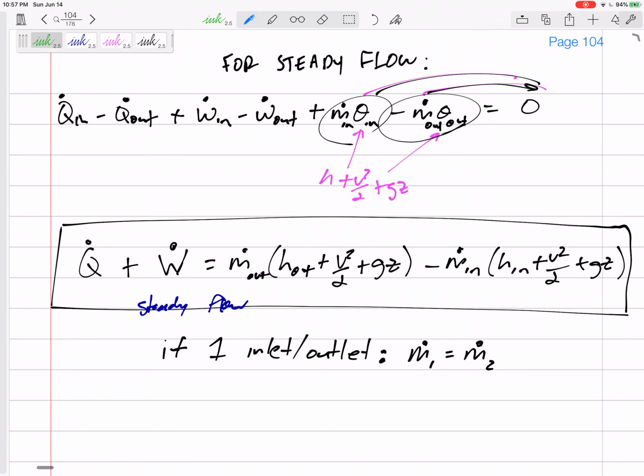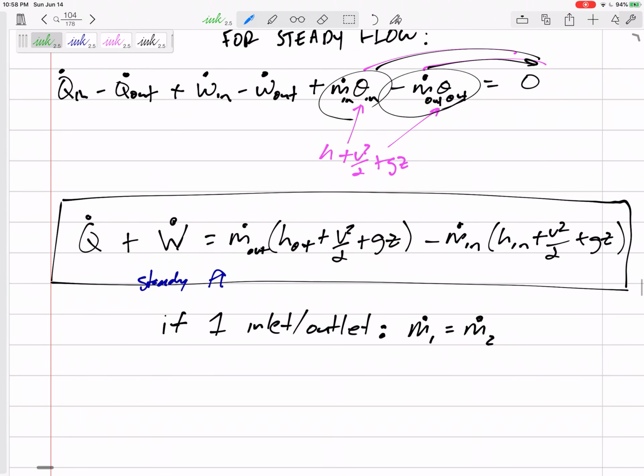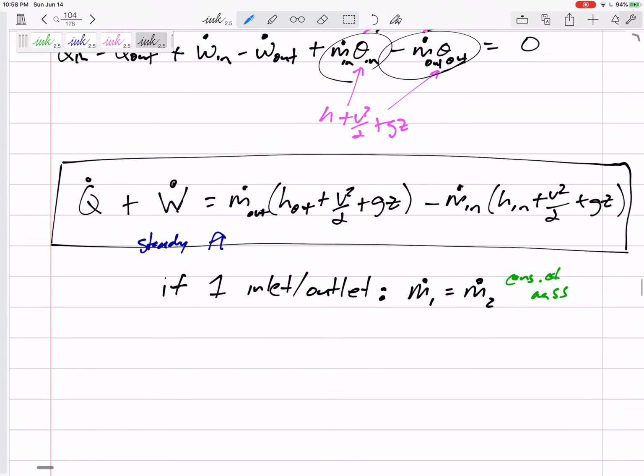And it simplifies. Maybe there's no potential energy. Maybe there's no kinetic energy. Here we're going to simplify it a little bit by saying if there's one inlet and one outlet, then conservation of mass would tell us m dot 1 has to equal m dot 2. So we could factor that out, and we've got this equation, Q and W equals just one m dot.